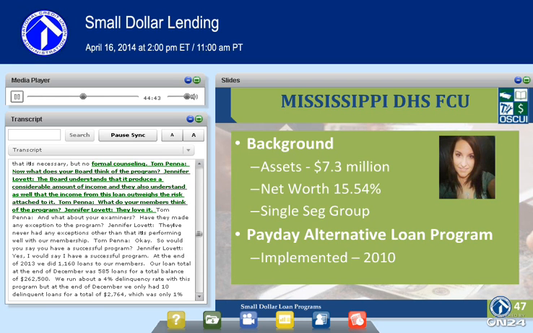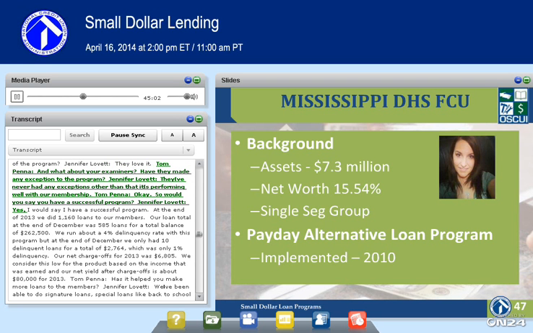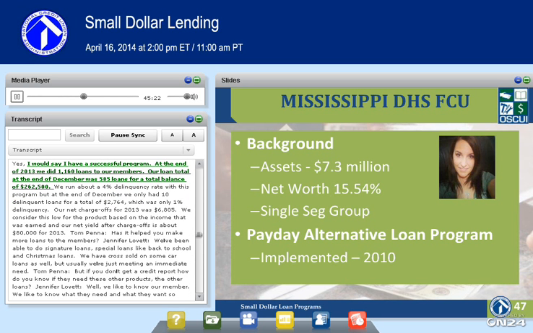Now, what does your board think of the program? The board understands that it produces a considerable amount of income, and they also understand that the income from this loan outweighs the risk attached to it. What do your members think of the program? They love it. And what about your examiners? Have they made any exception to the program? They've never had any exceptions other than that it's performing well with our membership. Okay. So would you say you have a successful program? Yes, I would say I have a successful program.